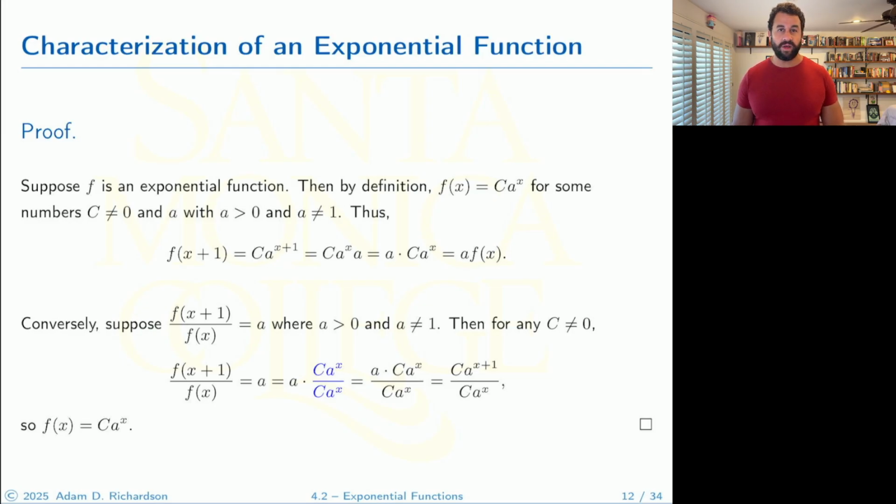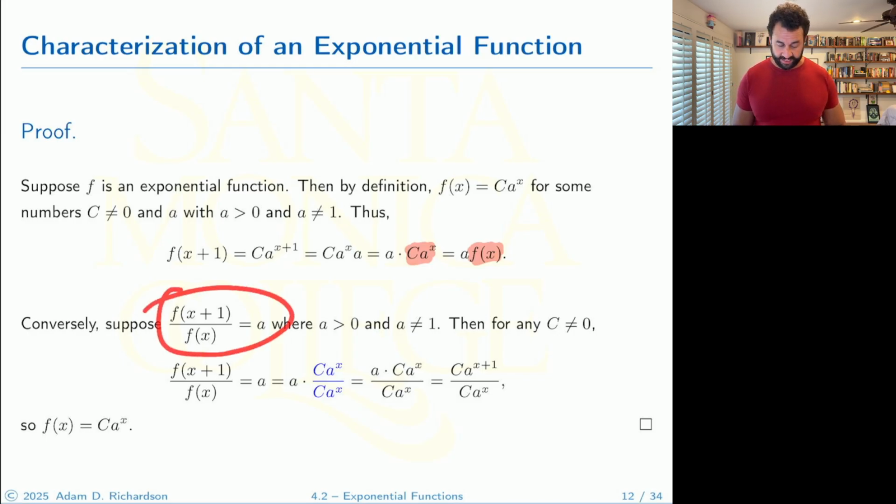Then we're just going to look at what f of x plus 1 is. So f of x plus 1 is c times a to the x plus 1. And that's equal to c times a to the x times a by properties of exponents. I'm just going to shift this a to the front for a minute to emphasize that now we have this expression, but c times a to the x is f of x by definition. So what we've now shown is that f of x plus 1 is a times f of x. Done. So we're done with that part. Now let's go the other direction.